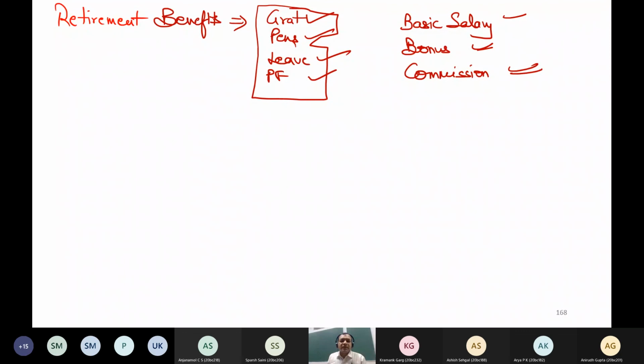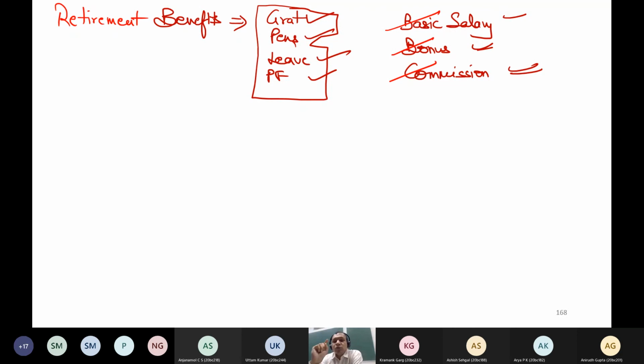I will not discuss every item which is received. I will discuss only those things which are received by the employee and in which there is some exemption. Otherwise, we have to assume that the things are fully taxable. Like, I discussed gratuity, pension, leave encashment and provident fund because some exemption was available. I didn't discuss basic salary because there is no exemption. It is taxable. I didn't discuss bonus or commission, because there is no exemption, they are taxable.